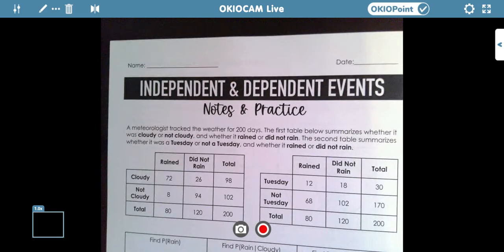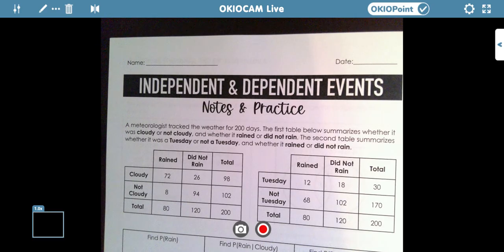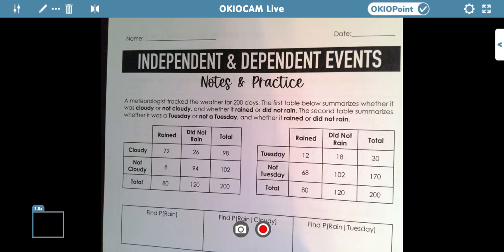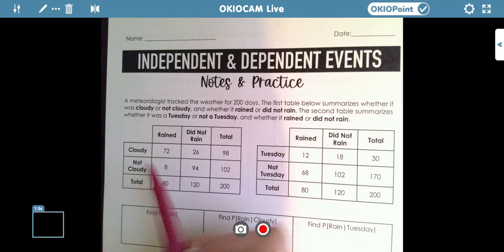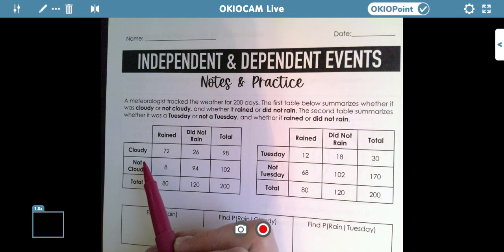The other topic we need to talk about today is independent and dependent events. We can see here what we might mean by that. This table is comparing raining to being cloudy, and this one's comparing raining to it being a Tuesday. We can logically assume that raining and being cloudy have something to do with each other, and raining and being a Tuesday really are not related. If things don't affect each other, it's independent. Whether it rains or not is not affected by whether it's a Tuesday, but it is affected by whether it's cloudy.